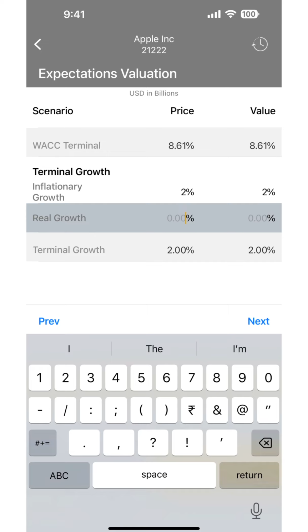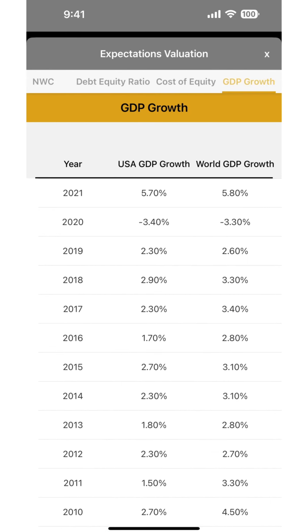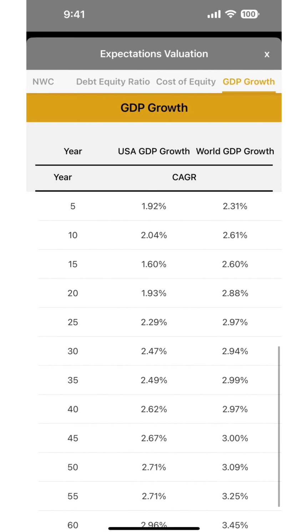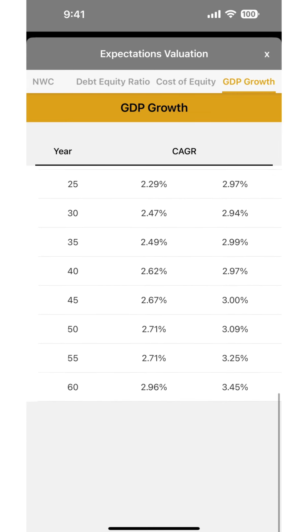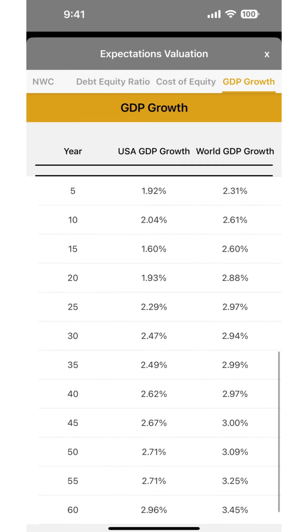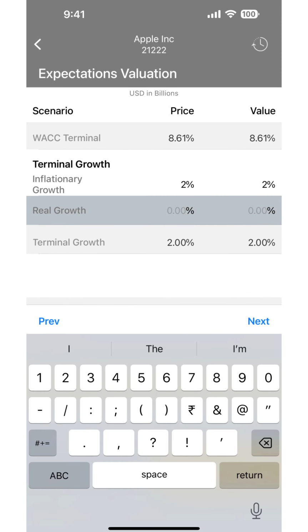The user may click the history icon to check the CAGR of GDP growth for the country and the world for up to 60 years. Here we assume Apple's real growth to be in line with the world GDP, and hence the real growth is taken at 2%. You will need to ensure that the terminal growth is not greater than the weighted average cost of capital of the company.